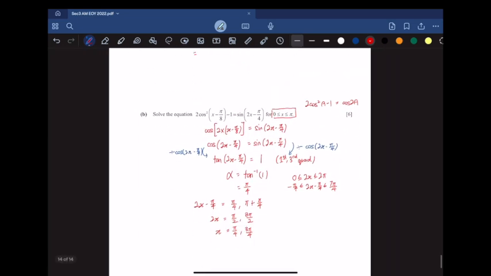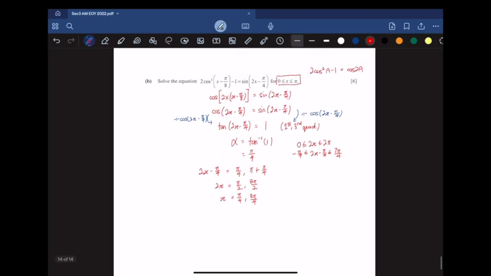And with that we have come to the end of the paper.